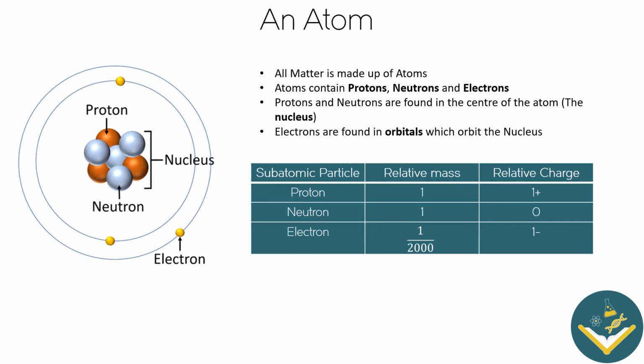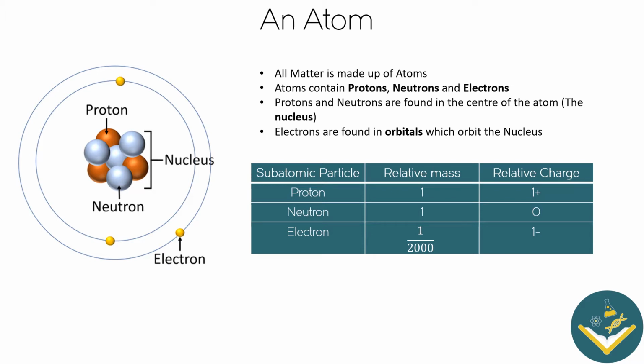Protons and neutrons are found in the nucleus of an atom, which means that the mass of an atom is concentrated in the nucleus. They often like to bring this up in exams and ask where the mass of an atom is concentrated. The answer is, of course, the nucleus.